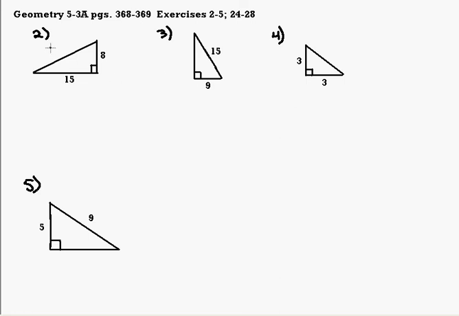Alright, beginning with number 2, we're supposed to find the length of the missing side. So, if this is what I consider to be A, and this is B, this is C, so we know that C is equal to the square root of A squared plus B squared. So, in this case, C is equal to the square root of 15 squared plus 8 squared.